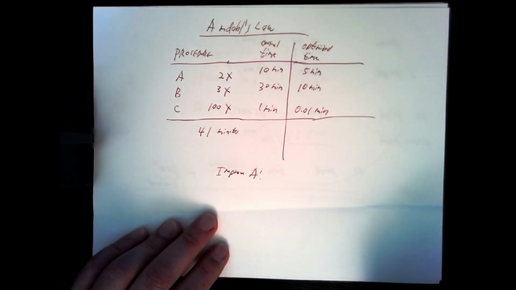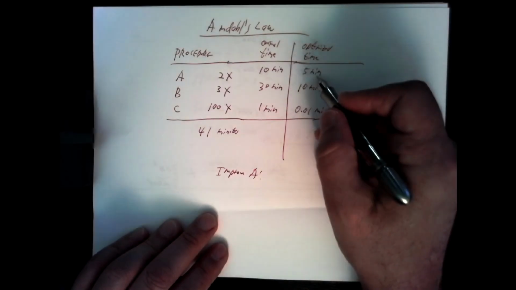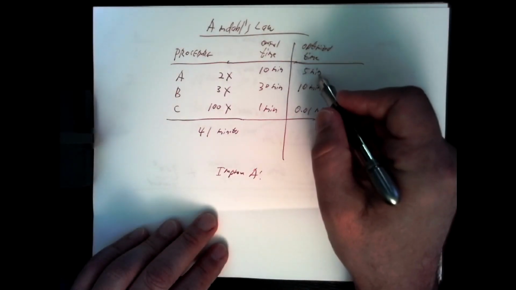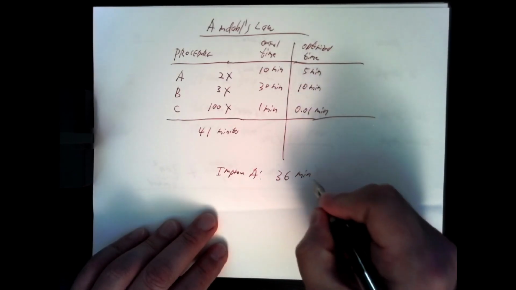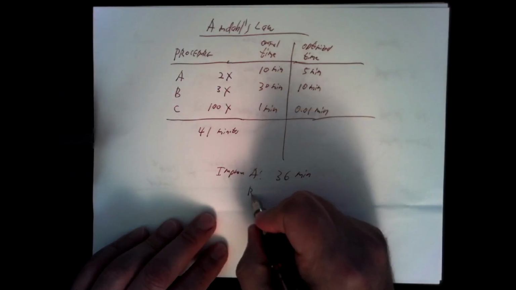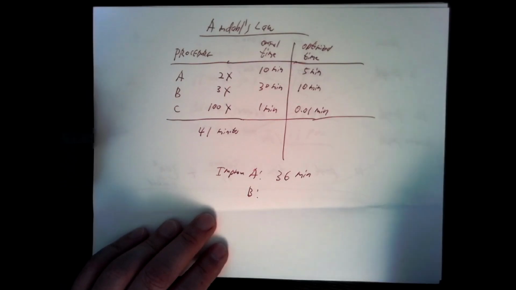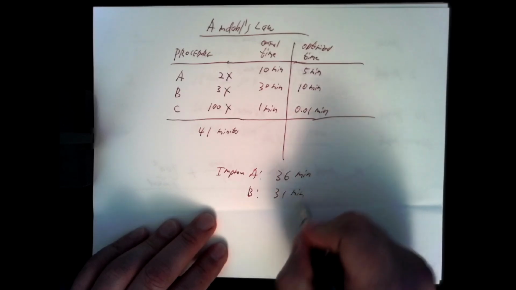So if we decide to improve procedure A, that's going to take us from 10 minutes down to 5 minutes. It's going to save us 5 minutes. We're going to end up spending a total of 36 minutes. If we improve procedure B, that's going to take 10 minutes off our total time. It's going to be 31 minutes.